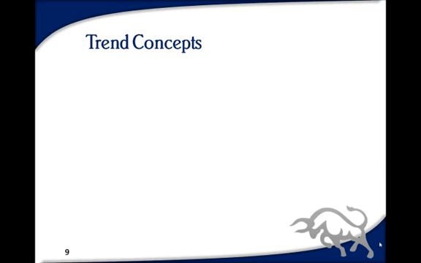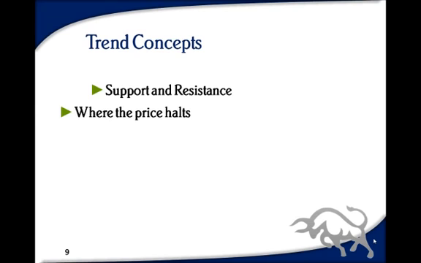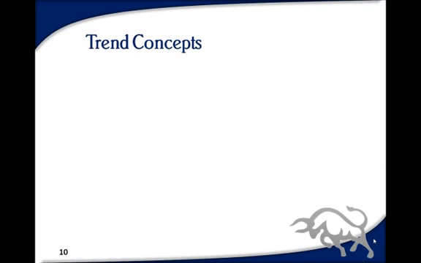Now the next topic we'll talk about is support and resistance. Support and resistance are levels of price where the price of the stock stops moving. When the price comes down to a support level, that support level supports the price and it stops moving, and it'll go back up again. Where the price goes up to a resistance level, the price stops moving there and it'll come back down.